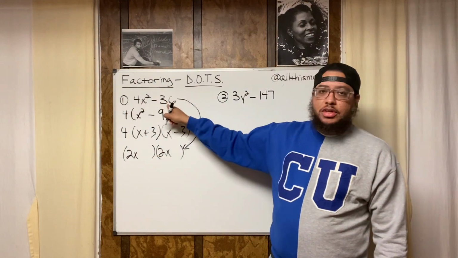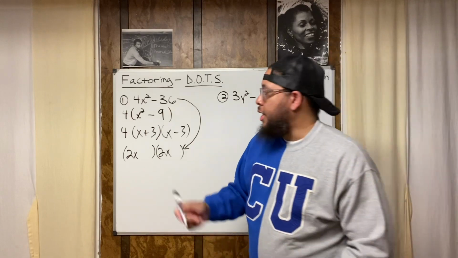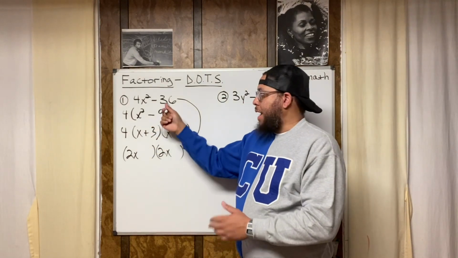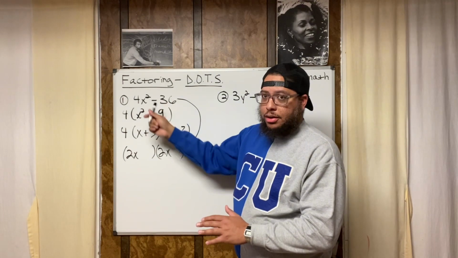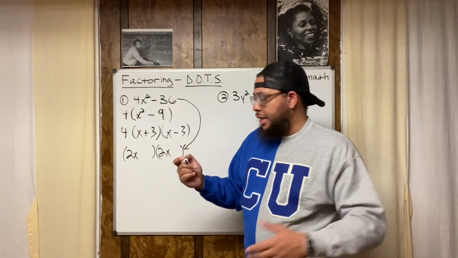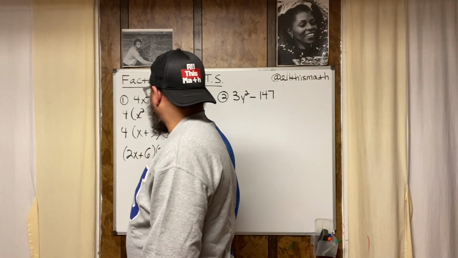Then you do the same thing for the second term. Take the square root of the second term. Now I know this is a minus sign right here, but for these purposes, we're gonna treat it like it's a positive 36, even though there's a minus sign right there. So the square root of 36 is 6. Then we take the 6 and we put it here and we put it here. Put one plus and one minus.